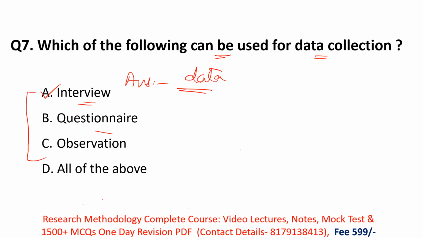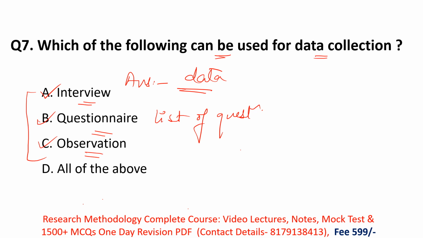Then option B is questionnaire. Questionnaire means what? A list of questions. Suppose researchers provide a questionnaire to their respondents, and respondents fill in those questions, and through that researchers collect the data. So yes, again through questionnaires a researcher collects data. Then option C is observation. Yes, through observation a researcher can also collect data.